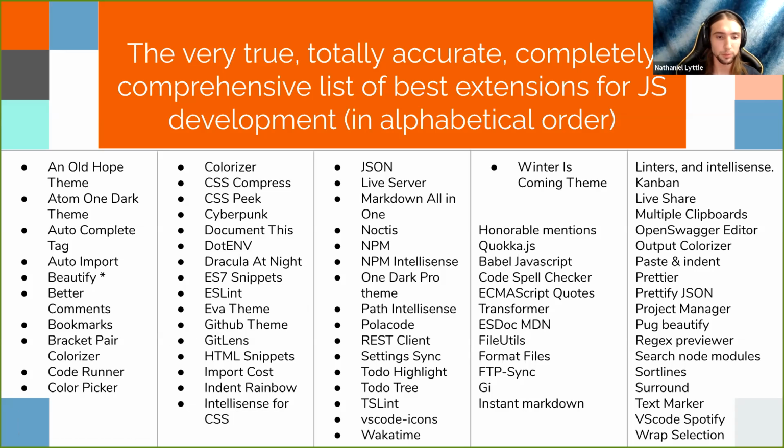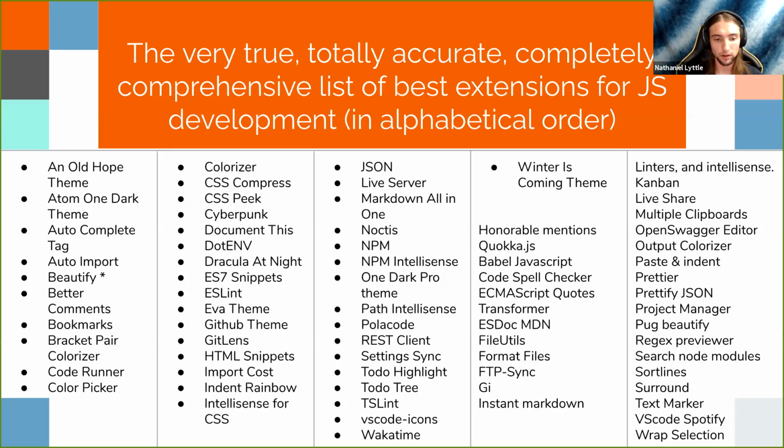Let's see here, CSS Peek. This allows you to hover over a class in an HTML document and see which CSS attributes are being applied to that particular class. Then we have Document This, which is just a docstring generator. Import Cost is an interesting one. It gives you a quick visual indication as well as the total size of an imported package.